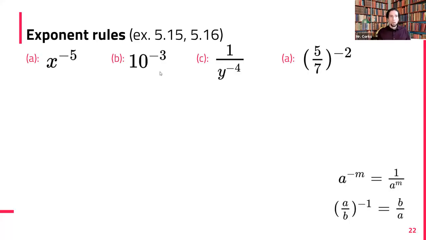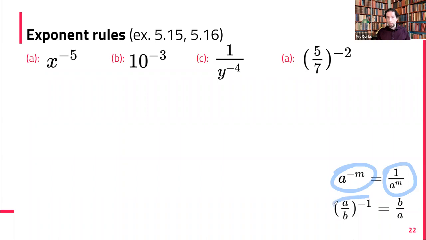Next one. Negative exponents. If we have a negative exponent, that means it's 1 over whatever that thing is. And if that thing is a fraction, then 1 over that thing basically just means we flip over the fraction. So take 20 or 30 seconds right now, try to solve these questions, and then we'll talk about the answers.